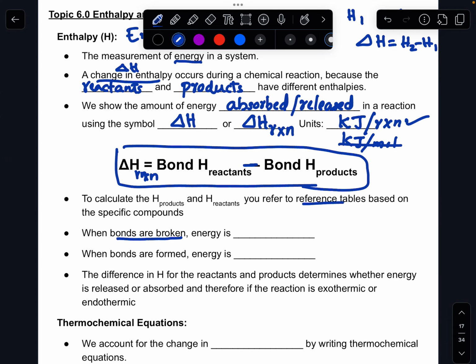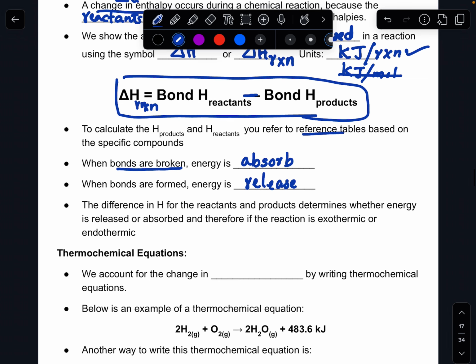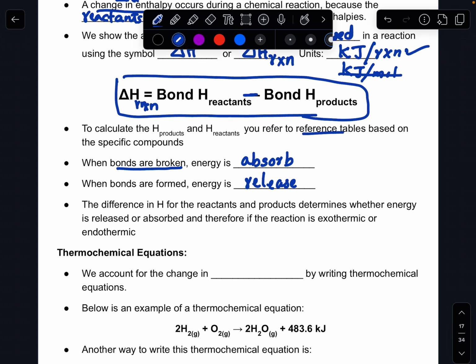Okay, so remember this. If bonds are breaking, we have to apply energy. They need to absorb energy, right? If a bond is forming, they will release energy because they are getting more stabilized. More stabilized means the system needs only a low amount of energy, so they will release energy outside. So the difference between the enthalpy of reactants and products determines whether the energy is released or absorbed. The reaction may be exothermic or endothermic.